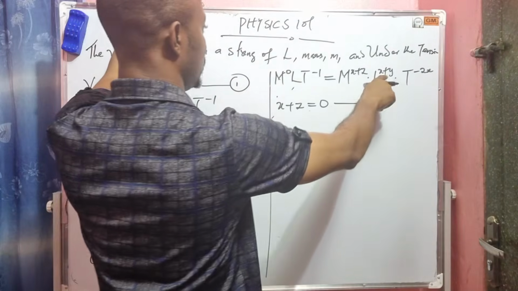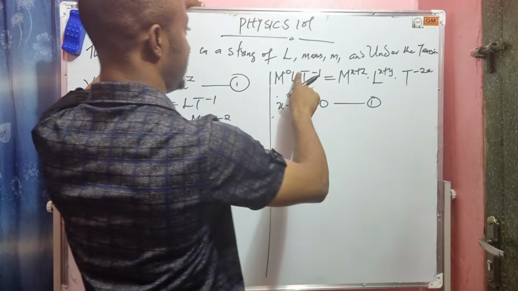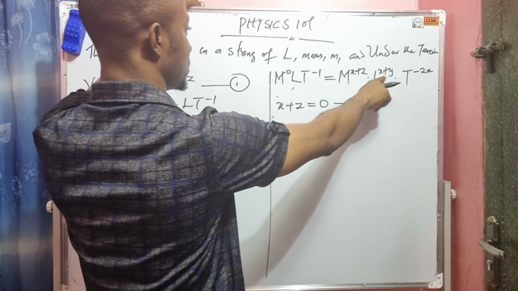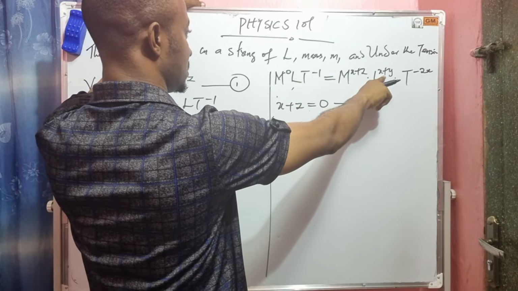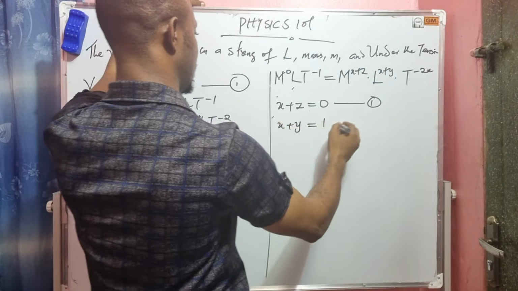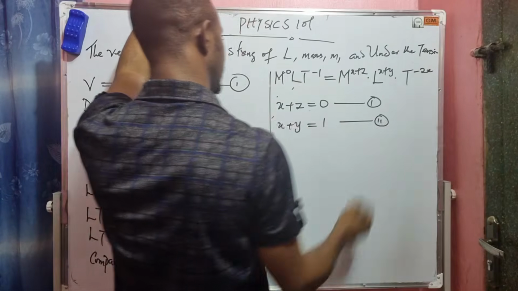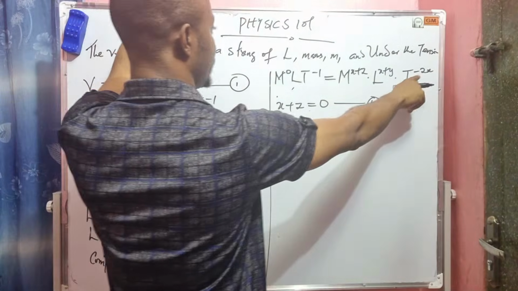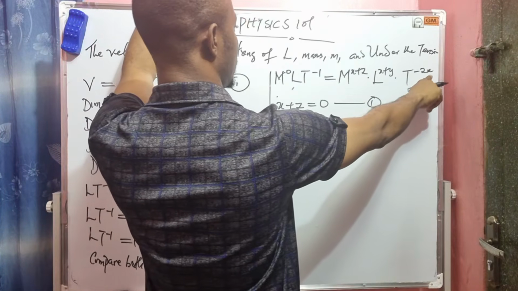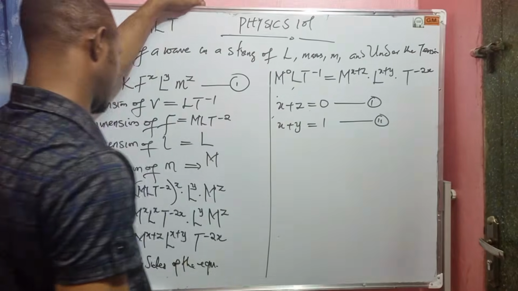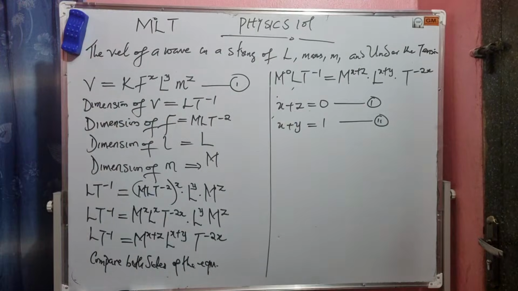Let's compare the value, the power of l. The power here is 1, right? For l. But the power here is x plus y. So x plus y should be equal to 1. That is equation 2. Let's compare the value of t. The power of t here is minus 2x. But the power of t here is minus 1, right?